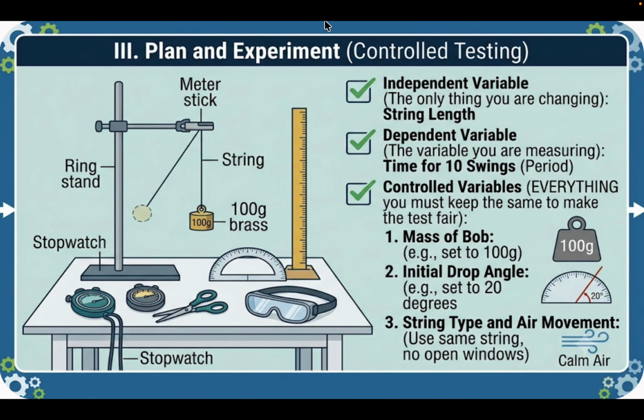This table setup is labeled, showing the 100-gram mass attached to a string and a protractor indicating the 20-degree launch point. The control values, 100 grams and 20 degrees, are specified as example values, but by defining these fixed parameters, the experiment can commence, focusing purely on changing the string length.